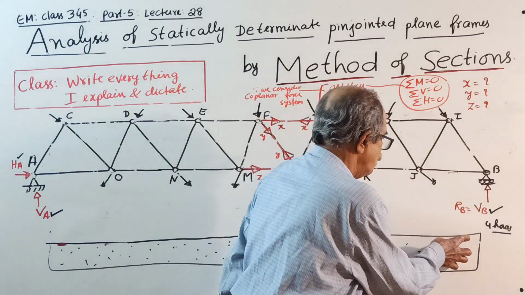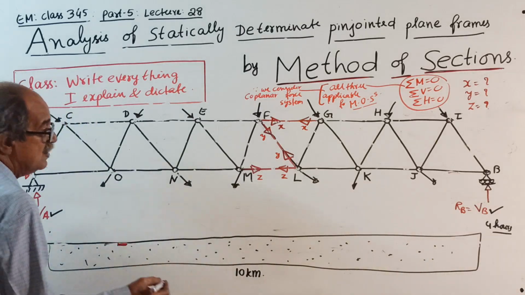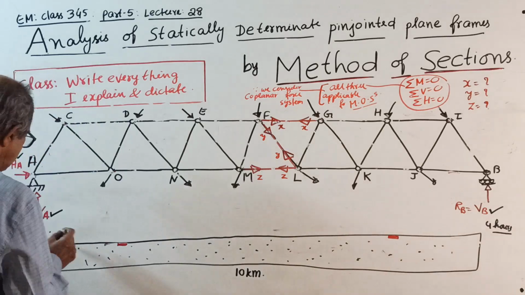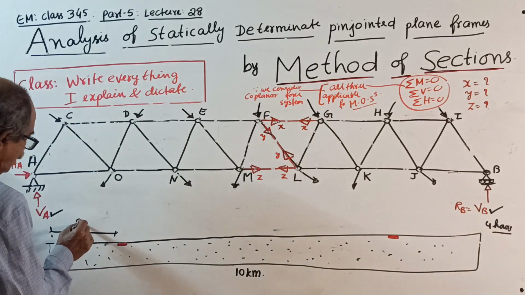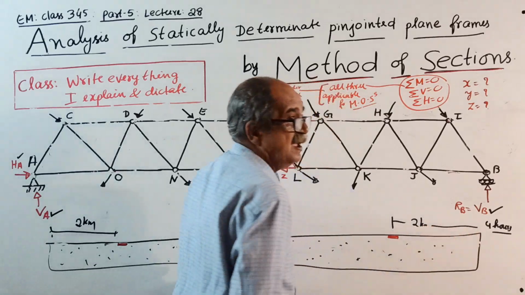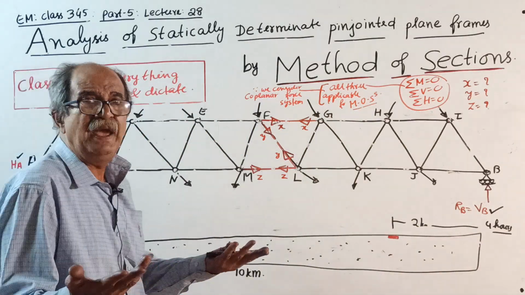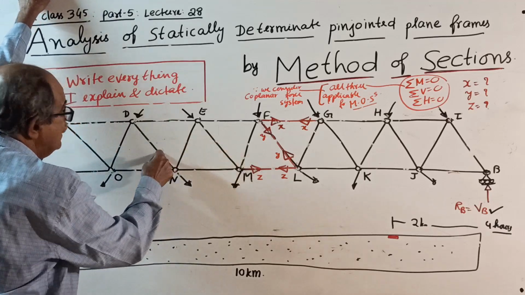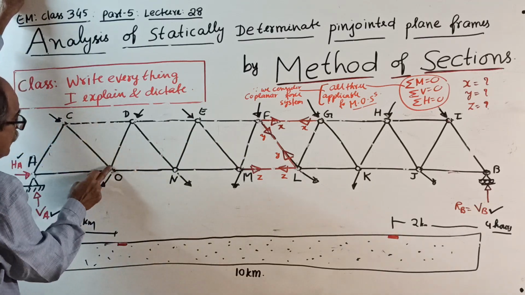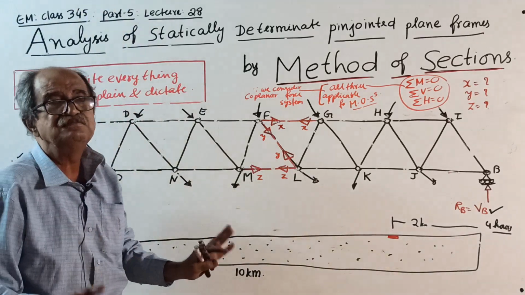Now imagine your garage is somewhere here or somewhere here. From here to here is around 10 kilometers, 2 kilometers, and this is also 2 kilometers. Whatever 2 kilometers of traffic is there, you have to bear it. Suppose you want to find the force somewhere here. Directly you can't do. You start from here, get these two, go here, get these two, come here, get these two, then come here. So this much traffic you have to bear.